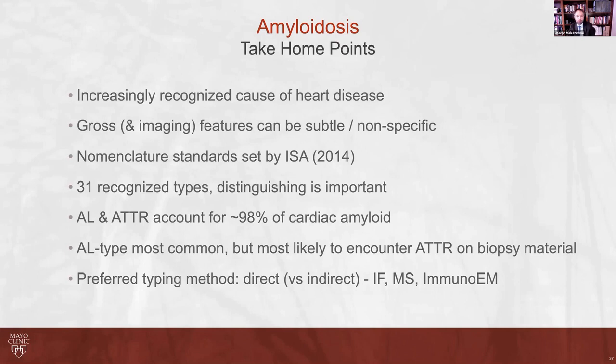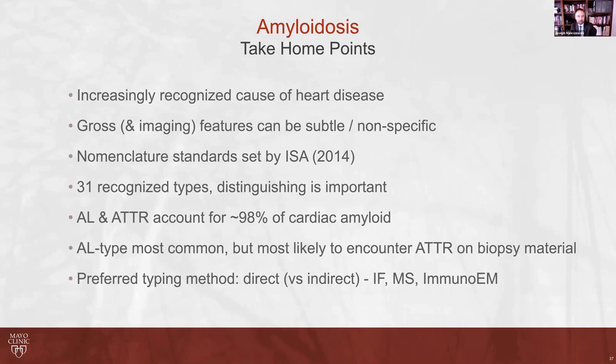So some final take-home points here. This is an increasingly recognized cause of heart disease. And in fact, the more we look for it, the more we find it. We think transthyretin amyloid, for instance, is far more common than once thought even 10, 15 years ago. And there'll be some interesting data coming out on that, even at this year's USCAP. The gross and imaging features can be subtle and nonspecific, so it really underscores the role for endomyocardial biopsy to make a diagnosis of amyloid, even though there are some imaging modalities out there that purport to be quite useful as well, like the PYP scans.